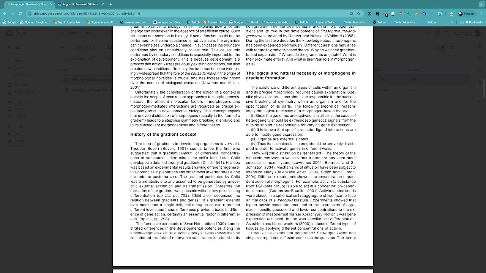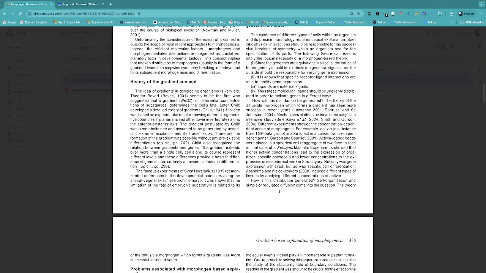How will this distribution be generated? The theory of diffusible morphogens, which form a gradient, has seen more success in recent years. Mechanisms of diffusion have been subject to intensive study. Different experiments have shown that concentration-dependent actions of morphogens are important. For example, activin, which is a substance from the TGF-beta group, is able to act in a concentration-dependent manner. So we know that there are substances that do these things. It's not just a theoretical concept.